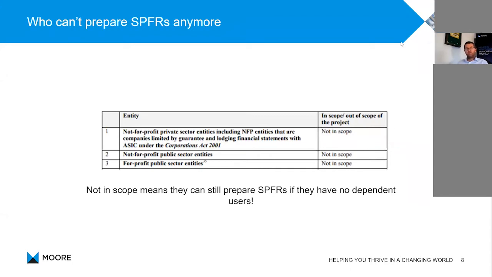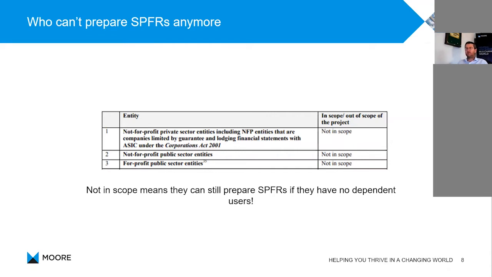So there was a table in the back of AASB 2020-2, and I thought I'd just give you a little bit of guidance here. If it's not in scope down this column, it means that you still actually can prepare special purpose. So remembering that AASB 2020-2 removes the ability for people to self-assess special purpose. So not-for-profit private sector companies, those who are reporting both to the ACNC as well as to ASIC. So you might be a not-for-profit limited by guarantee, not a charity still reporting to ASIC. Both of those groups are not in the scope of this standard, which means they still can prepare special purpose.